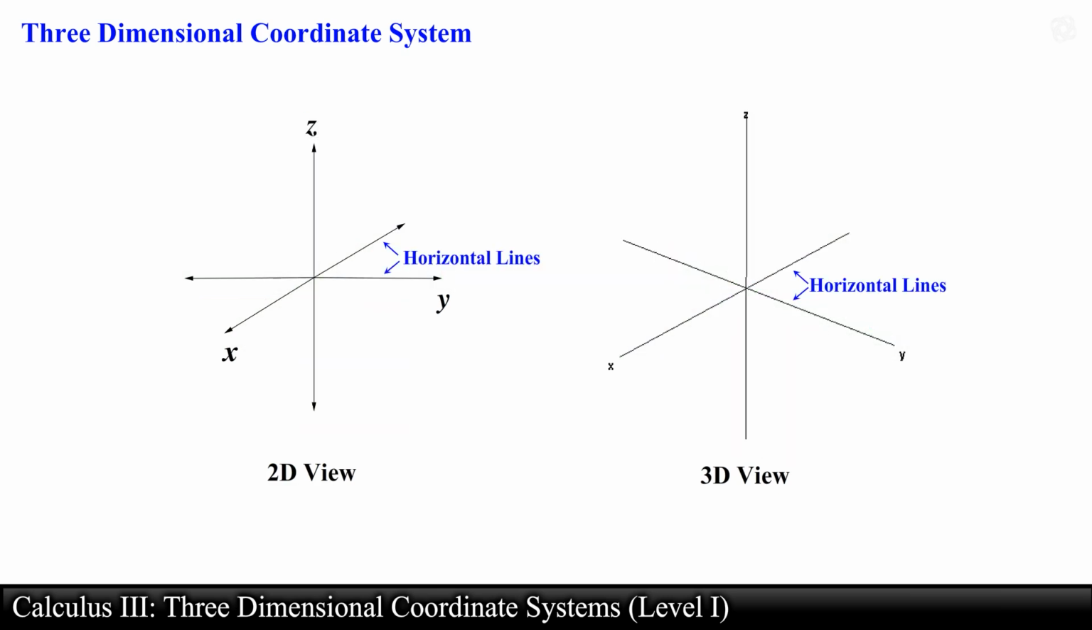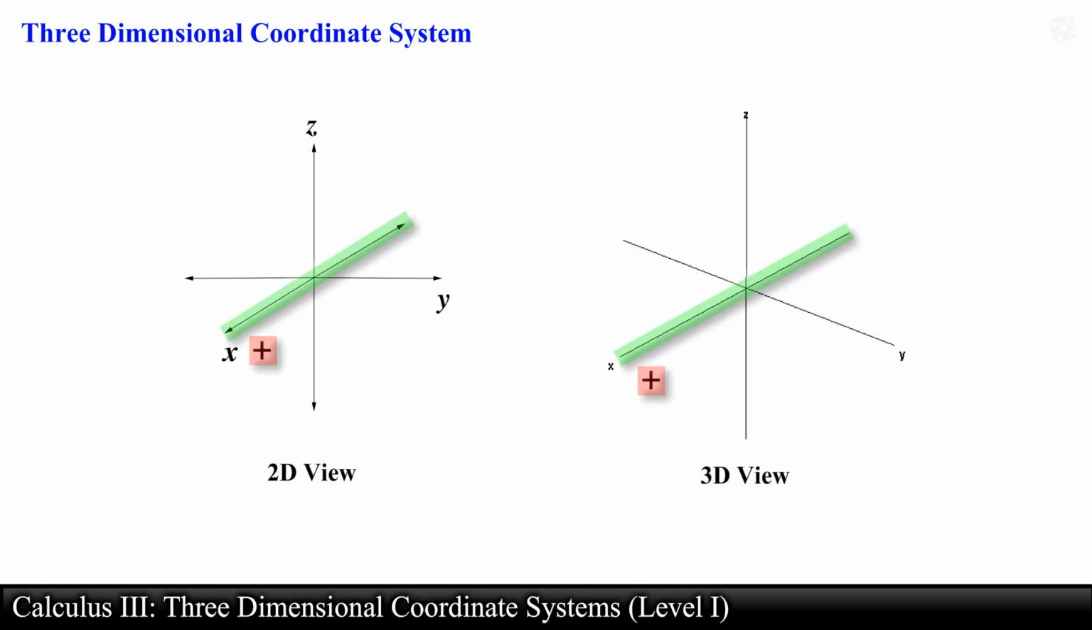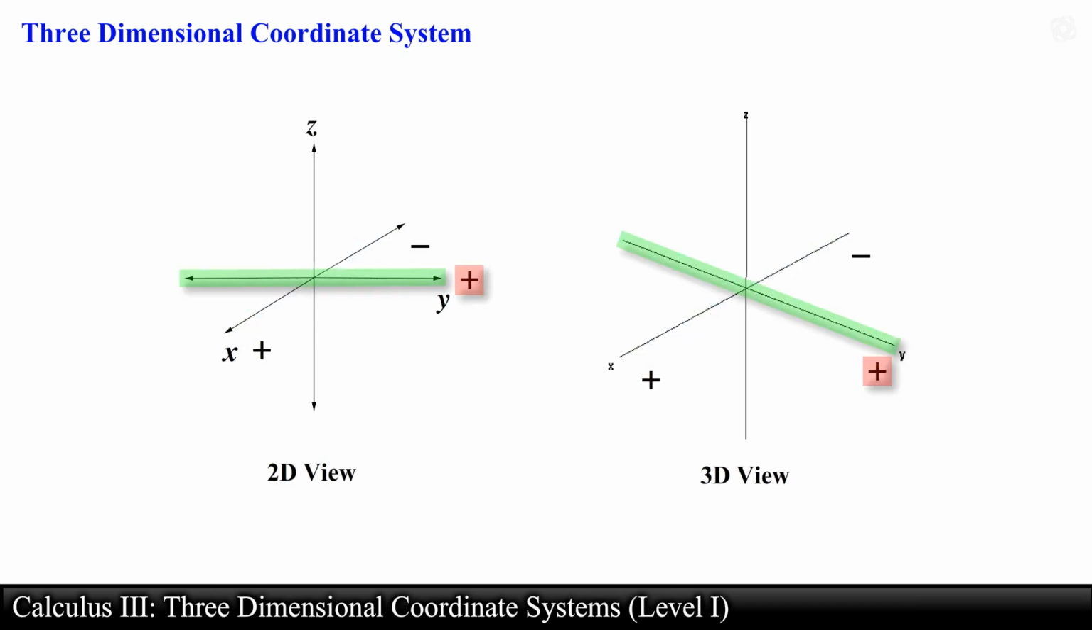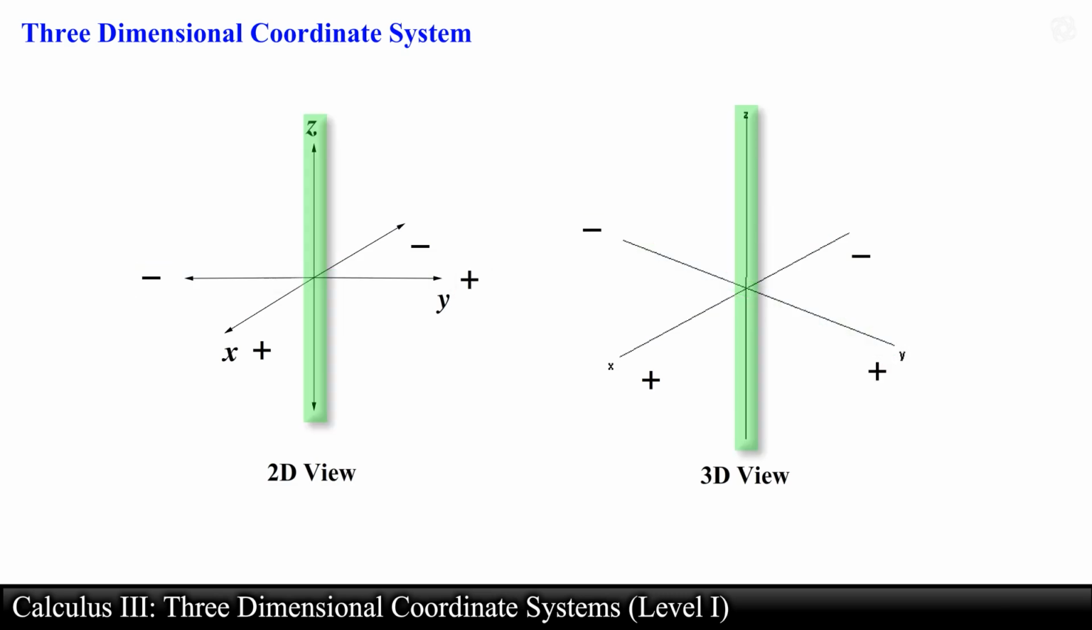For the most part, the x and y-axis are horizontal lines, and the z-axis is a vertical line. Just like the previous coordinate systems, each axis contains positive values and negative values. On the x-axis, the positive values are located here, and the negative values are located in the opposite direction. On the y-axis, the positive values are located here, and the negative values in the opposite direction. And finally, on the z-axis, the positive values are located here, and negative values in the opposite direction.